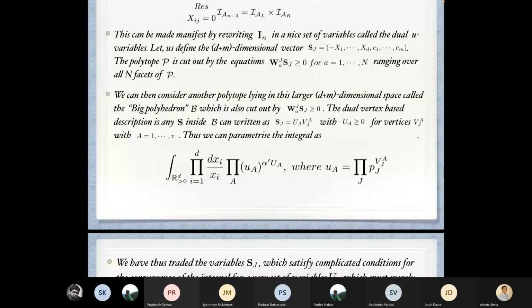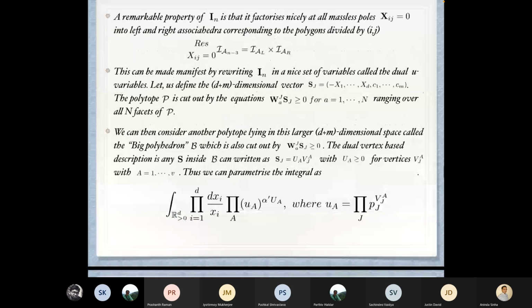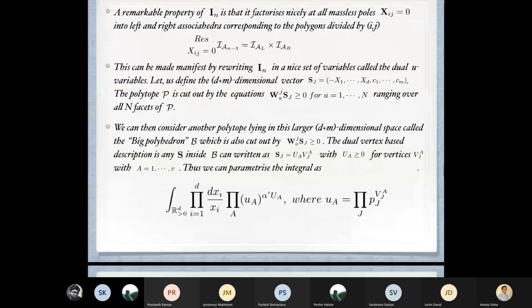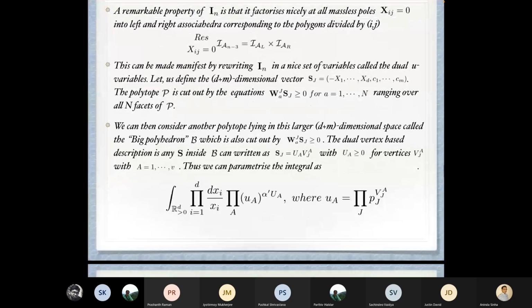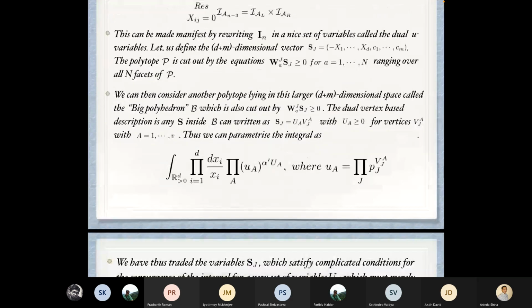Yeah, so basically these variables can be translated into a nice set of variables called U variables, where you go from the inequality description that we have to a vertex description. The polytope can be defined in two ways, either by the convex hull of all its vertices, or as a set of inequalities. So the dual picture is where you go from being defined by inequalities to being defined as a convex hull. And the nice thing about these new U variables is that the convergence conditions are really simple.